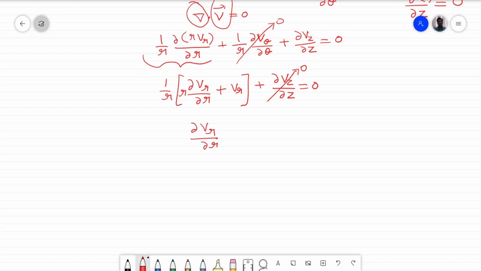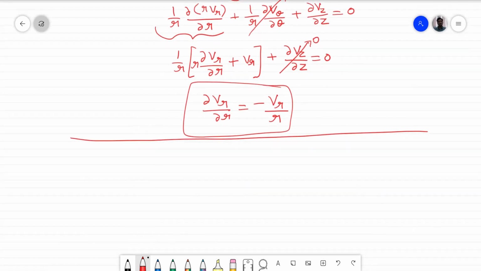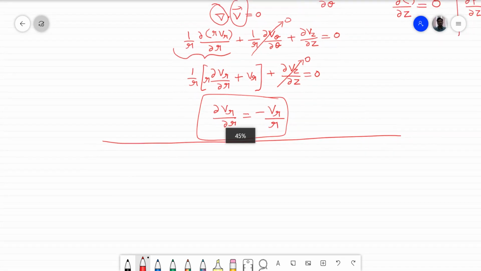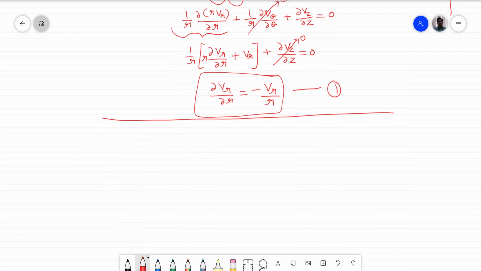We get ∂Vr/∂r equal to minus Vr/r. Okay, now this is one equation that we get. Let us name it equation 1. We will see how we can use this later on.